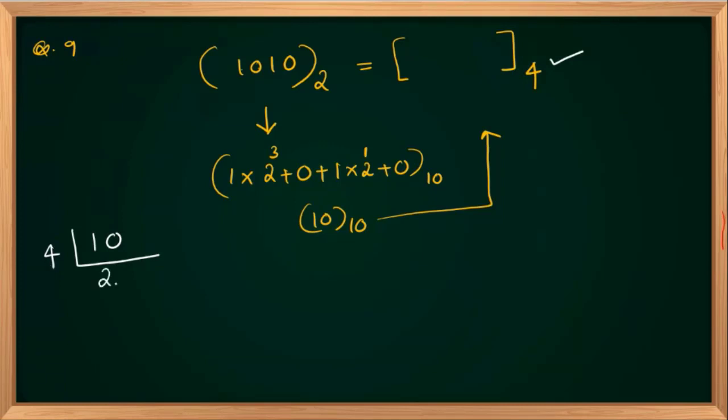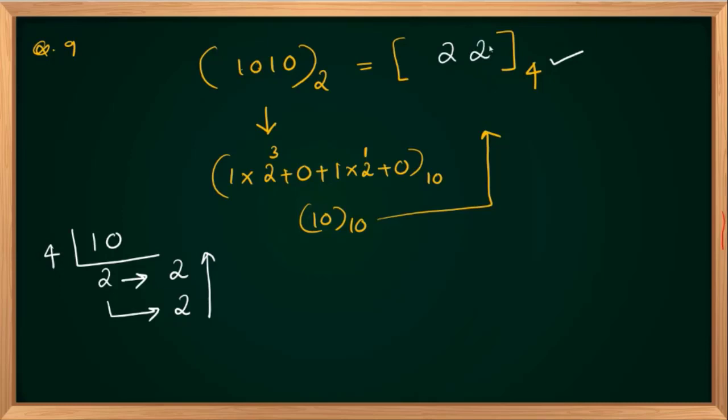So 2 fours are 8, balance 2. I cannot divide 2 further with 4, so I should write it as such, 2. And it was from top to bottom or bottom to top? Bottom to top, right? Bottom to top. So 10 decimal is equivalent to 22 base 4.